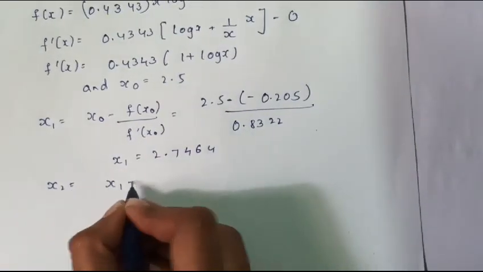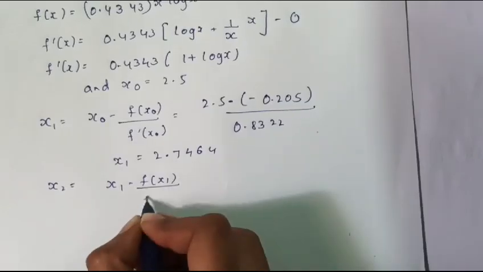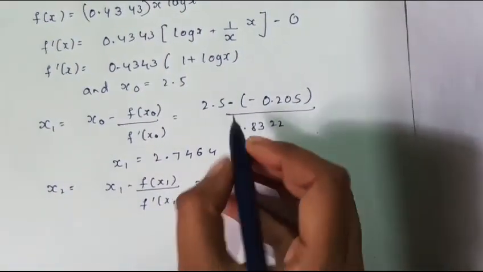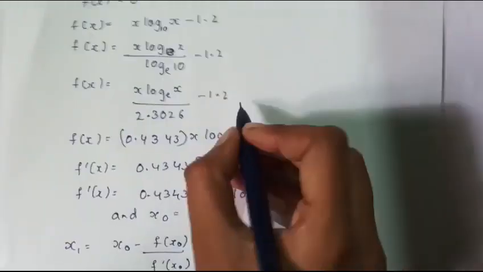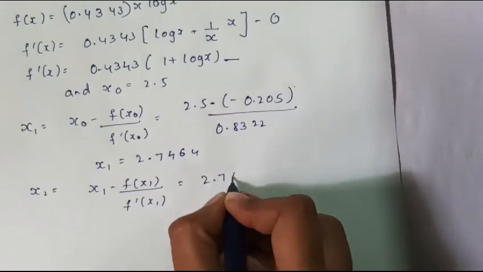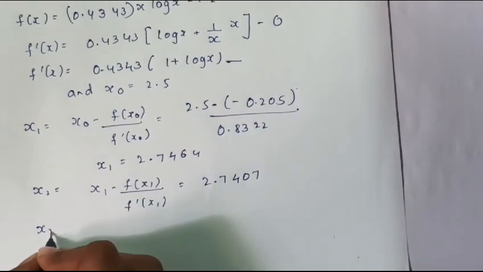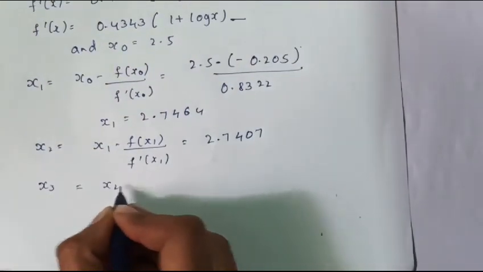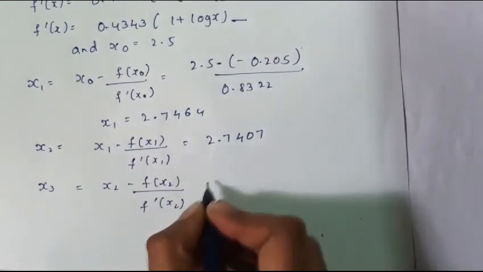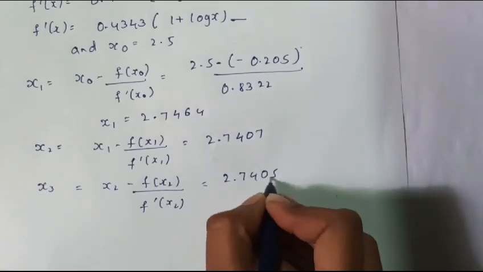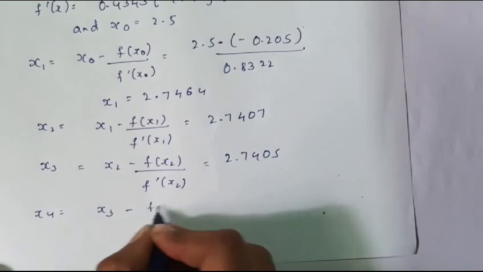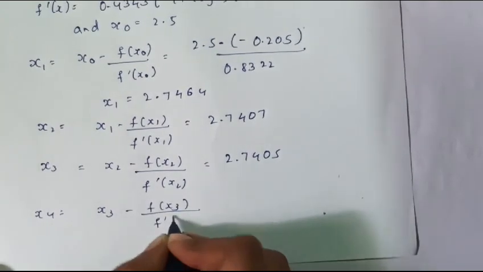x2 is equal to x1 minus f of x1 divided by f dash of x1. By substituting the x1 value into the above equations, we will get the value 2.7407, and then x3. x3 is equal to x2 minus f of x2 divided by f dash of x2, which is equal to 2.405, and we need to find x4. x4 is equal to x3 minus f of x3 divided by f dash of x3.